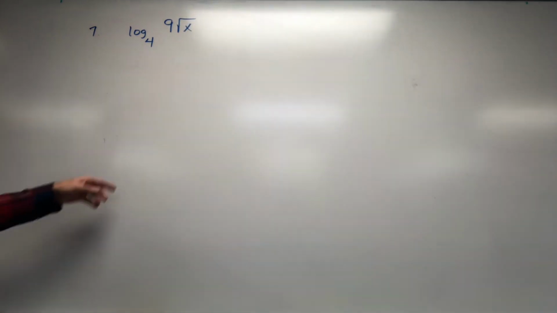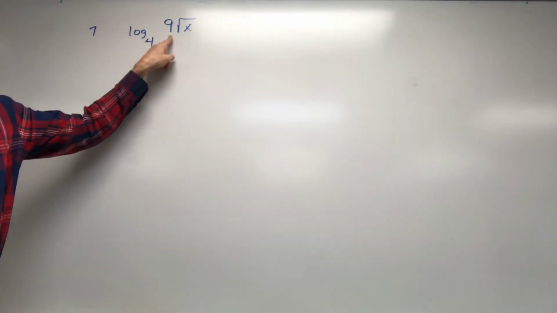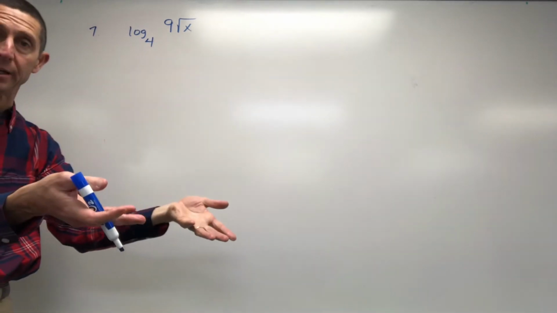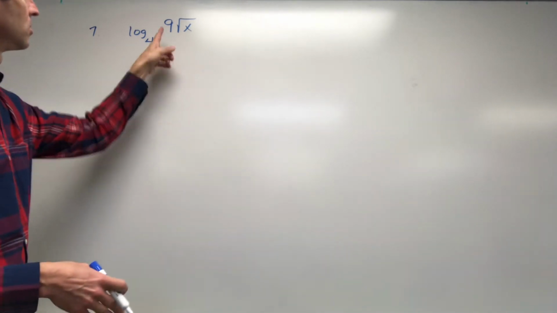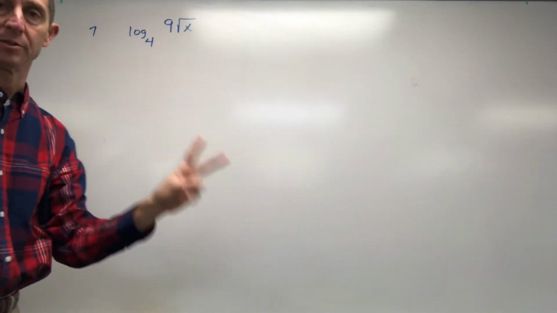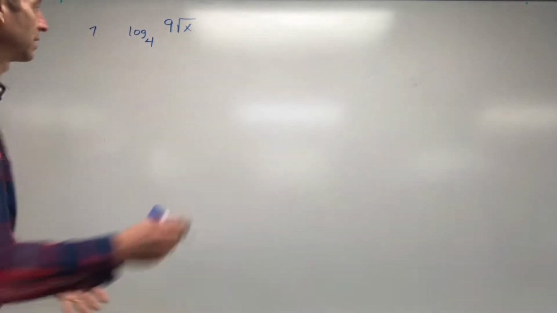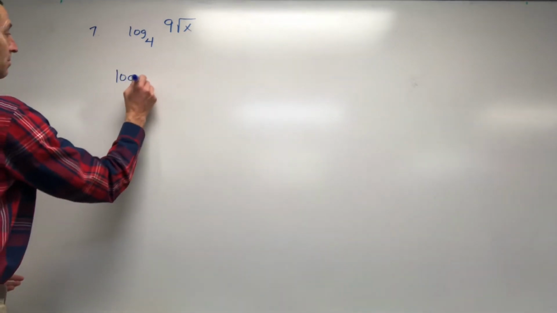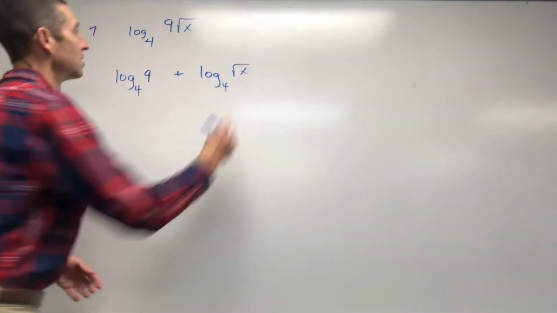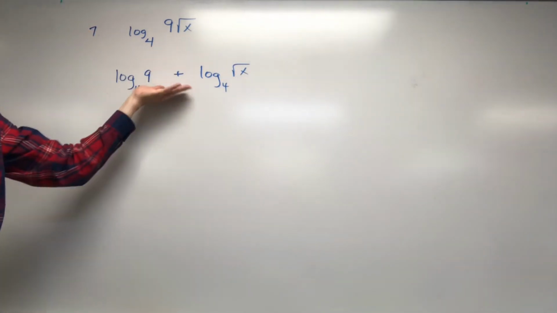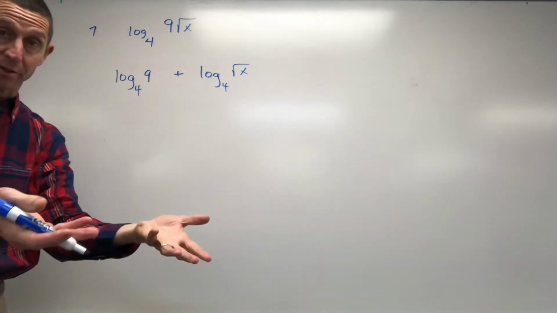Okay, so we walk up to this one. We see the 9 and the square root of x are multiplied together. Since they're multiplied together, we're going to expand by adding. You have a 9 and you have a square root of x. So you have two things, the 9 and the square root of x. Two things means you're going to get two logarithms. So multiplied together means expanding by addition.